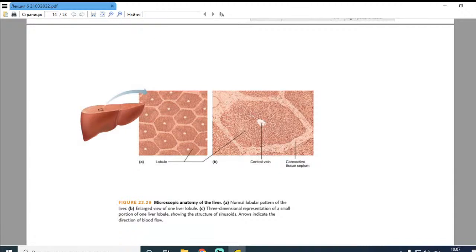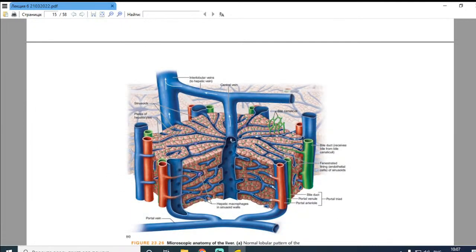located connective tissue, which consists of blood vessels. The lobule consists of hepatic cells, hepatocytes.